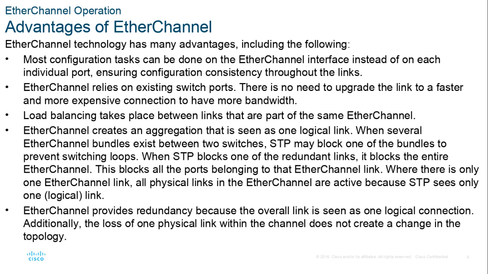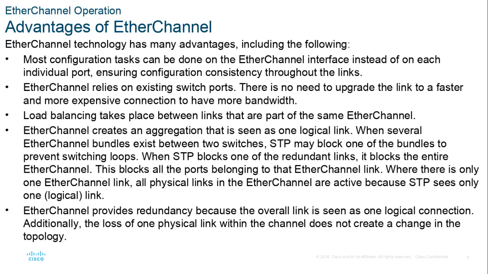If 2 wires are on the same ether channel, there's a sort of load balancing that takes place. It's not true load balancing like a routing protocol would do, but it sort of shares information among both of them. So if you have 500 people in the building, it's going to pretty much average out. 250 people will get one, 250 people will get the other. Now, we create an ether channel aggregation, seen as one logical link.